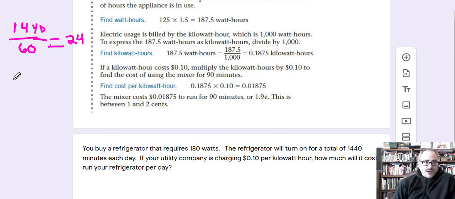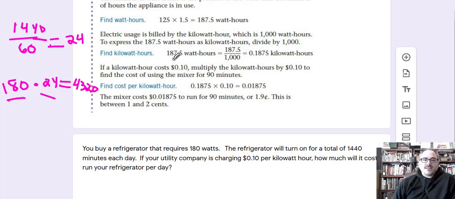It's 180 watts times 24 hours. Alexa, what's 180 times 24? 180 times 24 is 4,320. 4,320. And what did we just find? This is how many watts it's running. This is how many hours it's running. So these are watt hours. 4,320 watt hours in a 24-hour period.